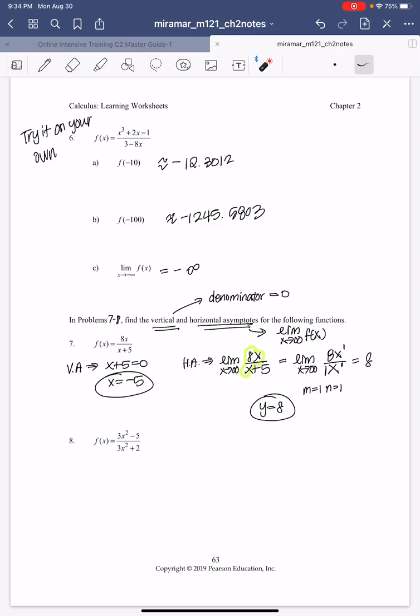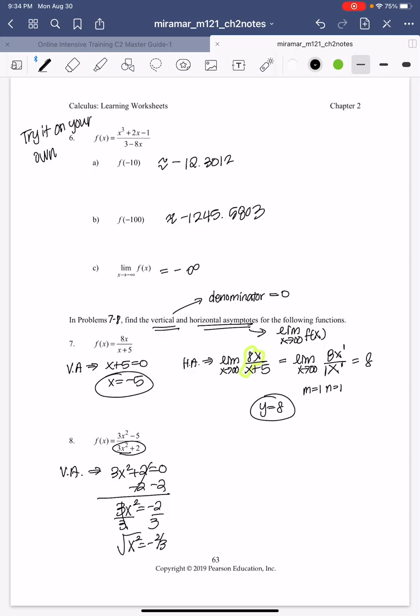So I'm going to approach the exact same method on number 8 as well. Starting with the vertical asymptote, set the bottom equal to 0 and solve. So let's do this. 3x squared equals negative 2. Divided by 3, you have x squared equals negative 2/3. And you can't really find where the denominator is 0, because if you take a square root, I cannot take a square root of a negative. So that doesn't make sense.